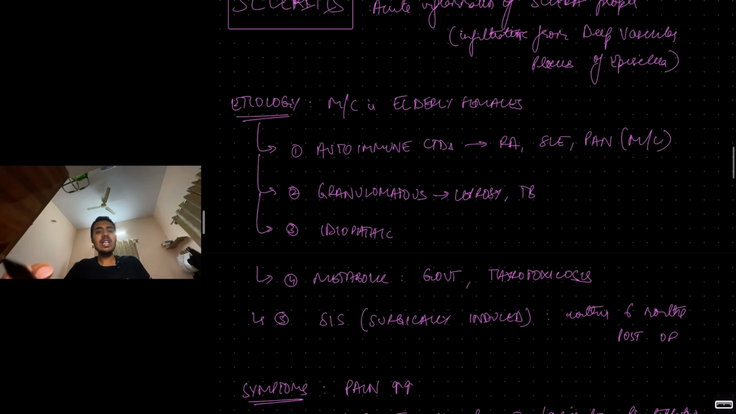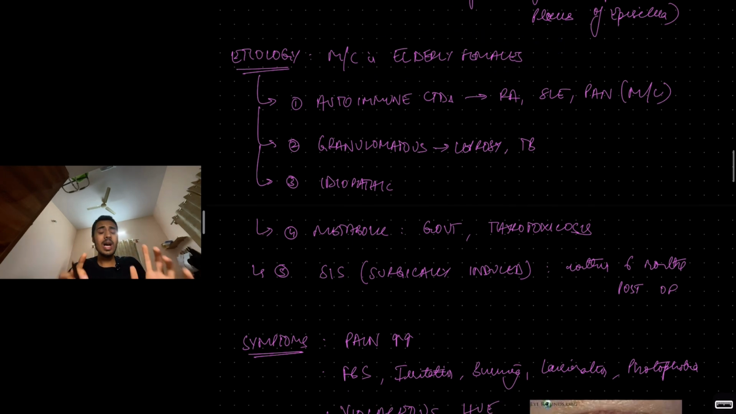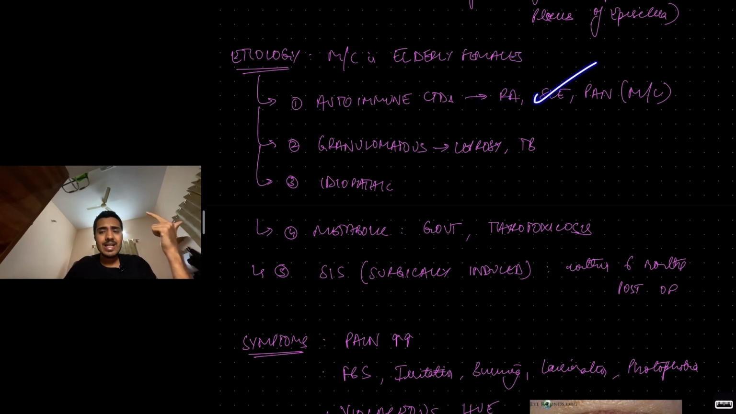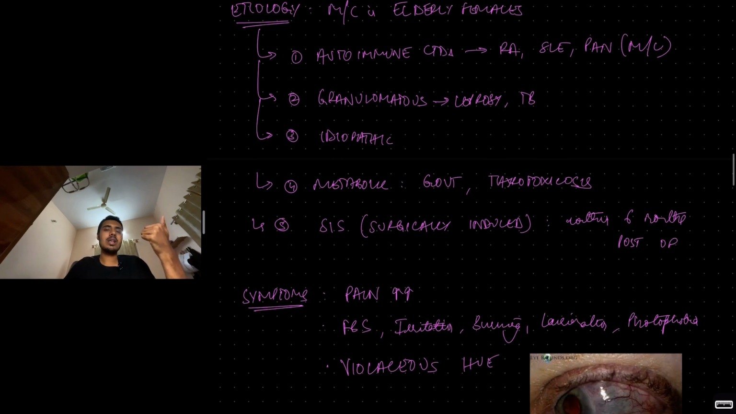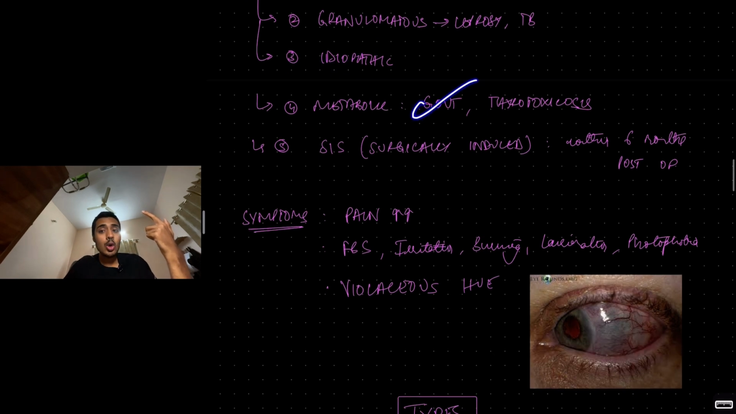And as I told, scleritis is most commonly seen in elderly females. Why elderly females? Because the most common causes: scleritis is associated with autoimmune connective tissue disorders. Very, very important: rheumatoid arthritis, especially rheumatoid arthritis, also SLE or polyarteritis nodosa. All these are the most common causes of scleritis, especially in elderly females. You can also see it in granulomatous conditions like leprosy, TB. This can also be idiopathic. You can see it in metabolic conditions like gout, thyrotoxicosis.